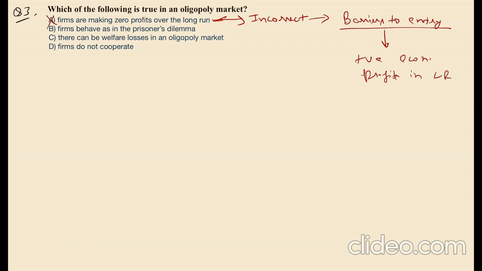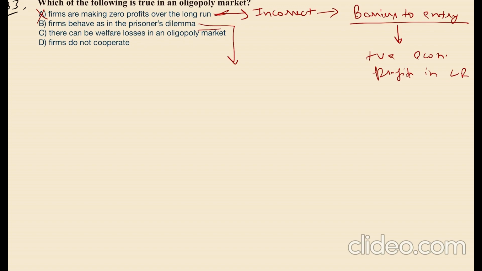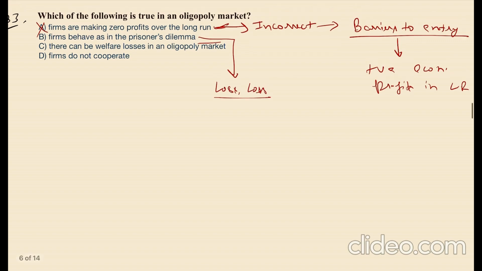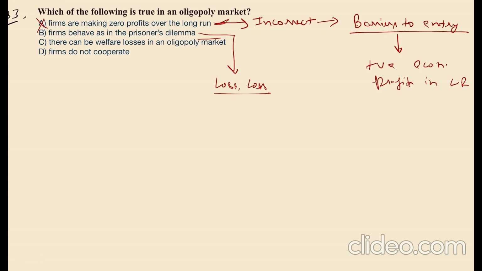Option B, firms behave as in the prisoner's dilemma. Now, that prisoner's dilemma basically represents a loss-loss situation for both the firms, if we are talking about two firms. And in oligopoly, we know that it is not always about loss and loss. I mean, it is not always a worse situation for both the firms. We know that in oligopoly there is collusion as well. And when the firms collude, they can arrive at a win-win situation. So it is not as if they always find themselves in the prisoner's dilemma. Sometimes if they can collude, if they don't really compete with each other, they can land up in a win-win situation, right? So this option is also not correct.